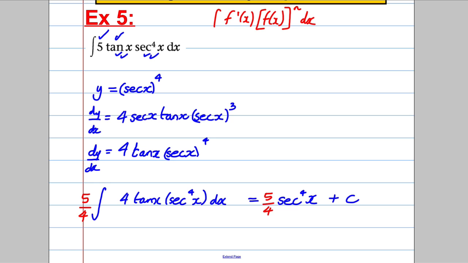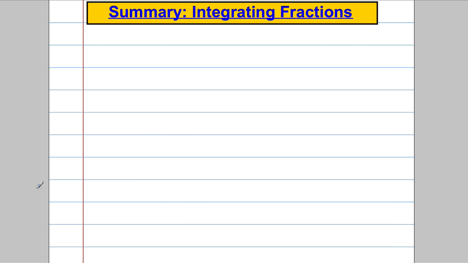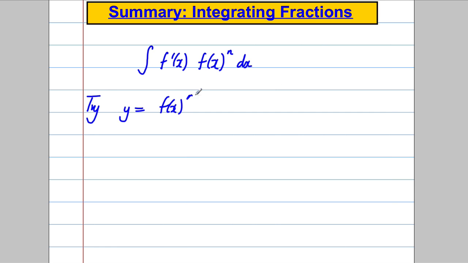Okay, so they're the examples I wanted to cover. Just to talk about a little quick summary here of what I want to do. These questions, they are always of the form, if you have something like f dashed x, f of x to the power of n with respect to x, something like that, you try y equals f of x to one higher power as your answer. You differentiate this and see what adjustment you've got to make. So this was the big idea here.